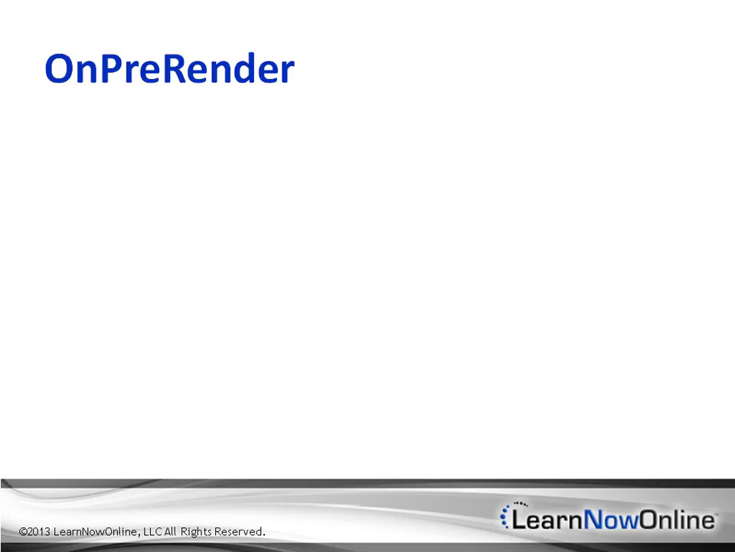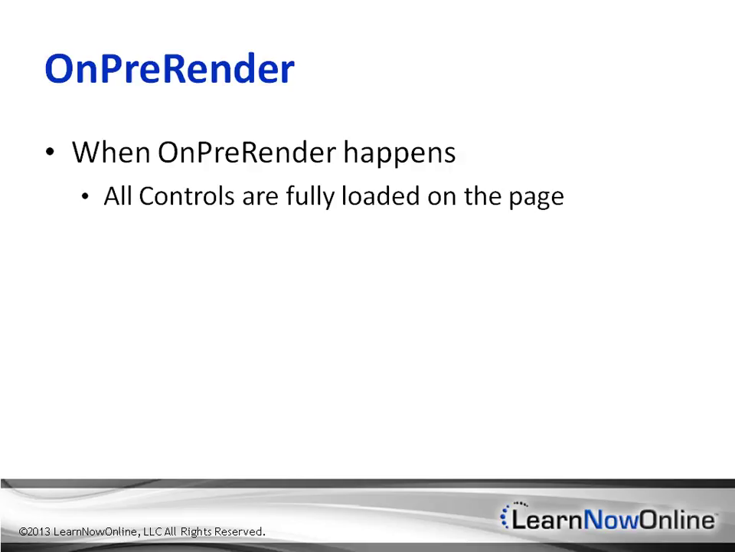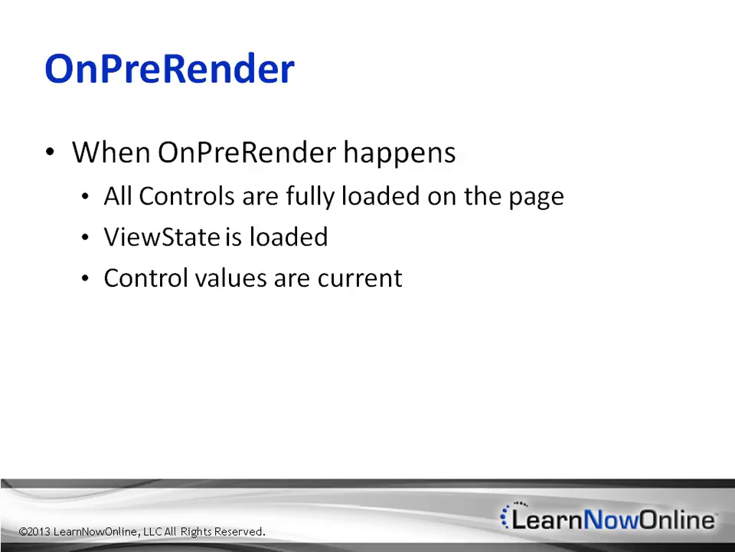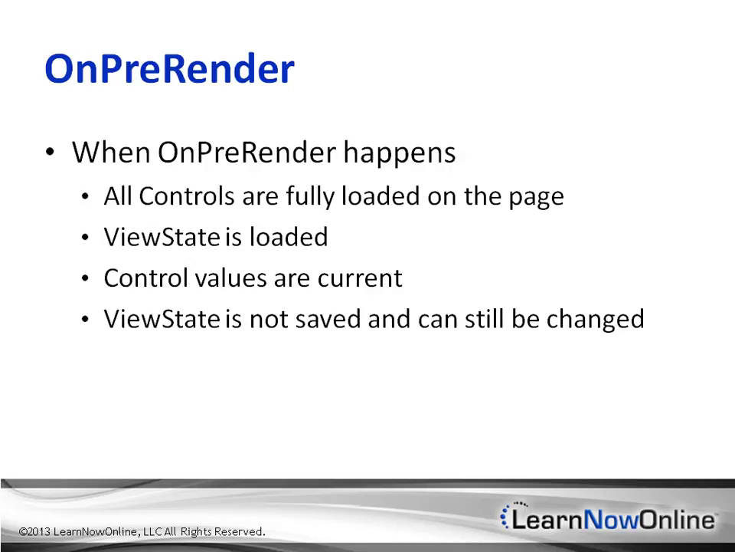Okay, once all of the child controls exist and then ASP.NET applies the view state, then it's safe to act on the user input and change the properties of your child controls. The place we do this is in the onPreRender method. So when onPreRender happens, all the controls are fully loaded on the page. The view state's been loaded. All the control values are current. And the view state is not saved and it can still be changed. So if you're going to change properties of controls, then onPreRender is the right method to do that.